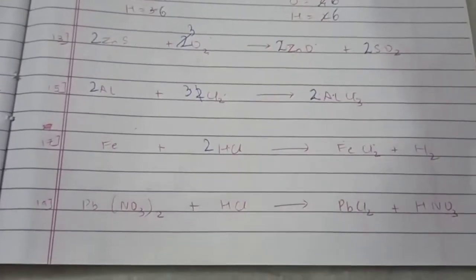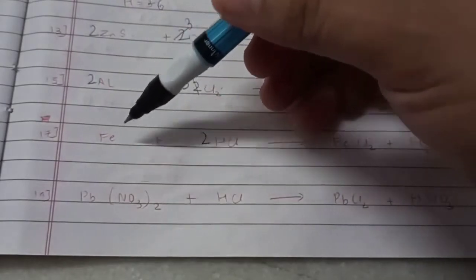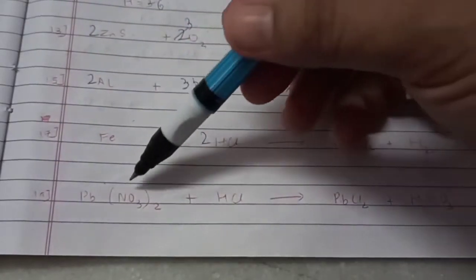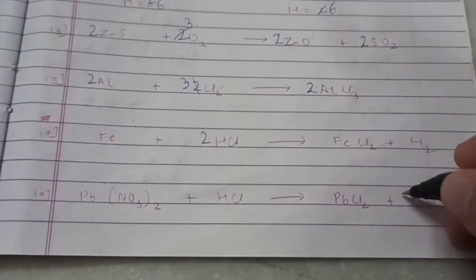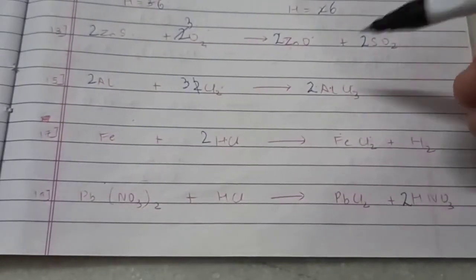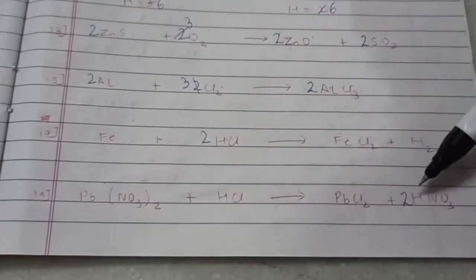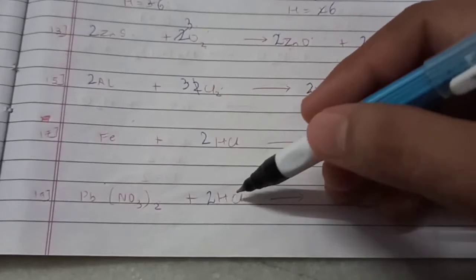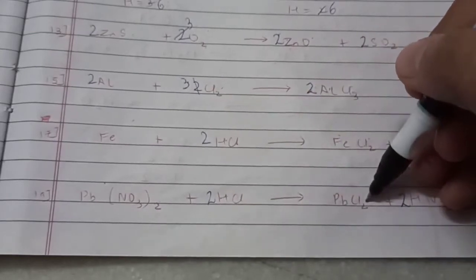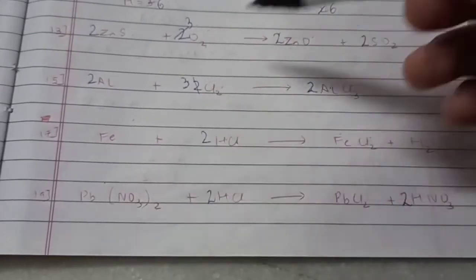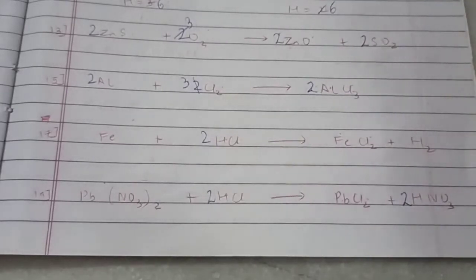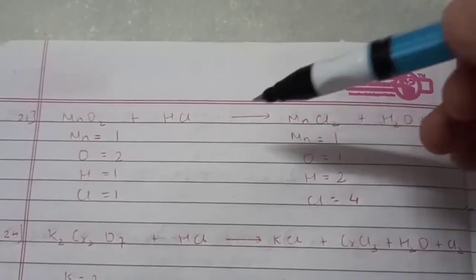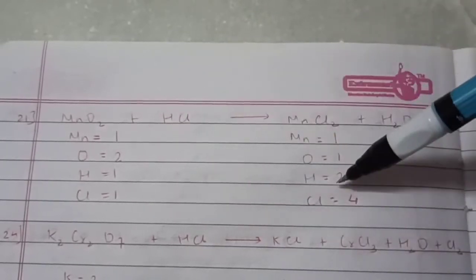Now the 19th one. Lead is 1, lead is 1. Fine. Nitrogen 2, nitrogen only 1. Let's increase it. Let's put a 2 out here. Oxygen later. Hydrogen 1, hydrogen 2. So let's increase it. Put a 2 out here. That increases chlorine as well to 2. That's okay. We've got 2 chlorine atoms already. What about oxygen now? 3 into 2, 6 and 3 into 2, 6. Great. It's balanced.